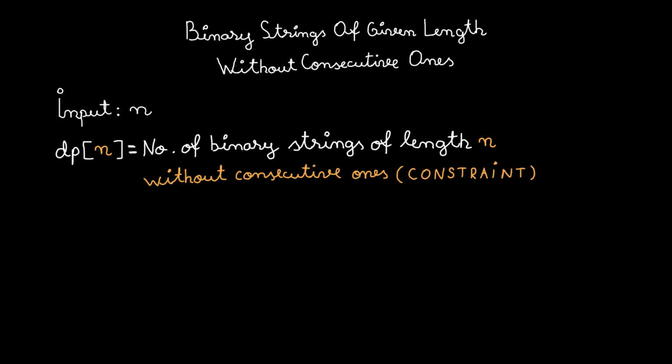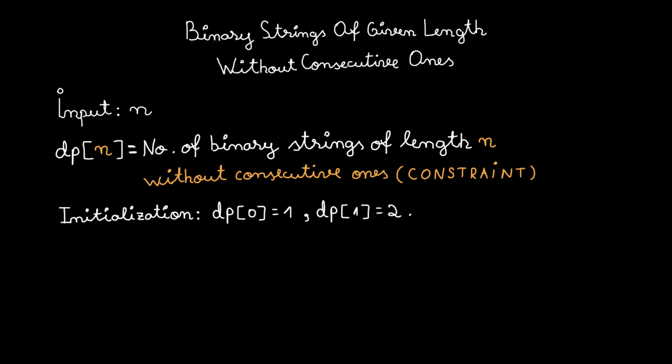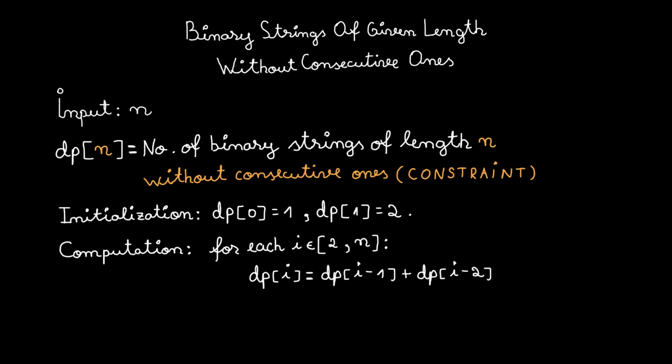Let's see how the algorithm looks like. First of all, we should perform the initialization, which means setting the values of the initial states. So dp of 0 equals 1 and dp of 1 equals 2. Then, the next step is the computation. So for each i between 2 and n, we should compute the value of this state, which is dp of i equals dp of i minus 1 plus dp of i minus 2. And in the end, we should return the answer of the problem, which is dp of n.